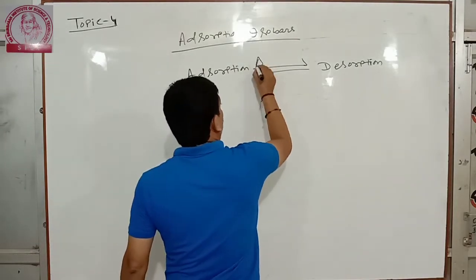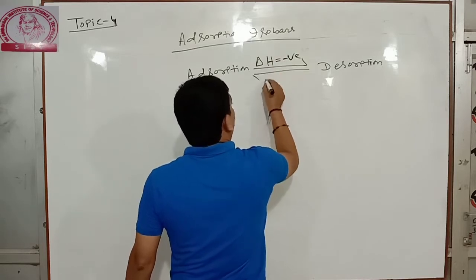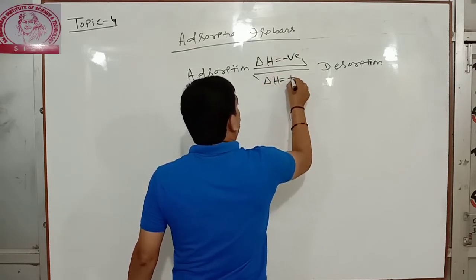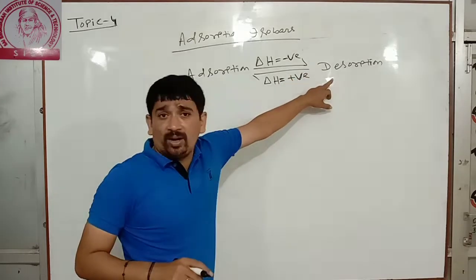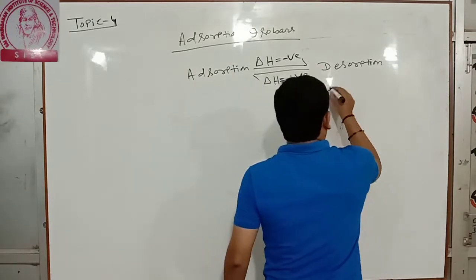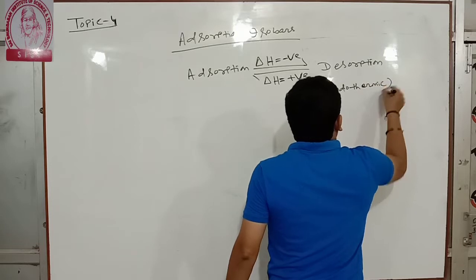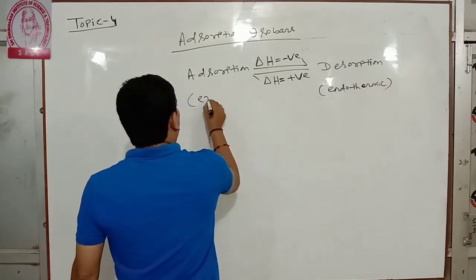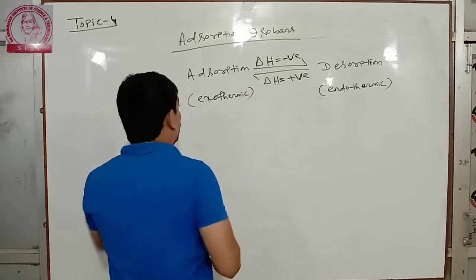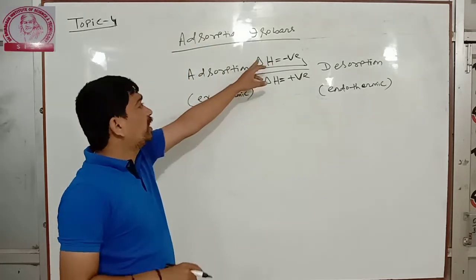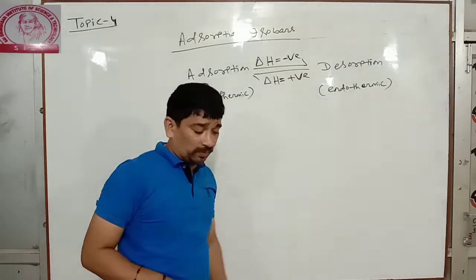So del H is negative. For desorption, del H is positive. Desorption is endothermic, whereas adsorption is exothermic. So since adsorption is exothermic, del H is negative. Since desorption is endothermic, del H is positive.